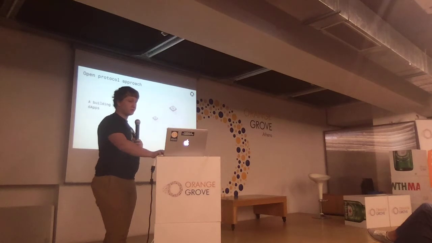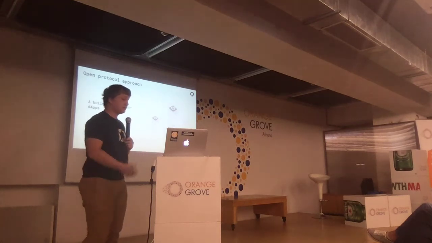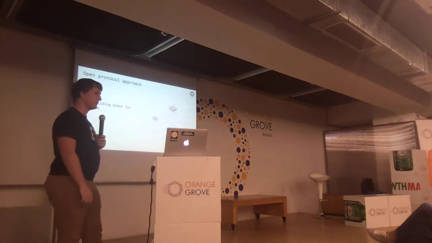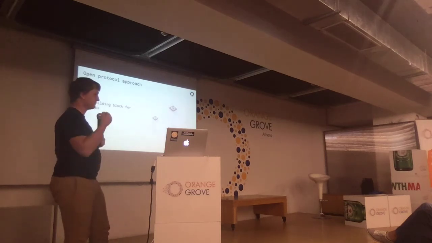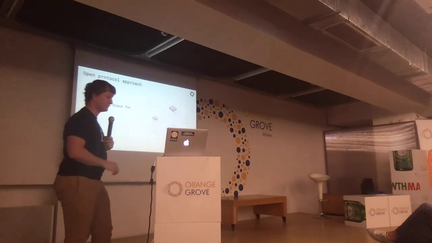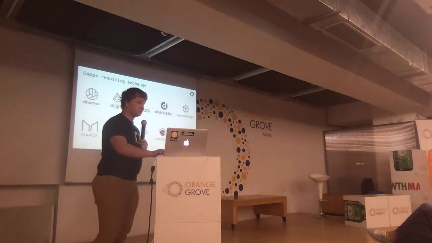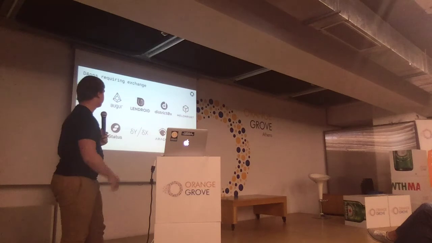So the good part about the open protocol approach is it can be used as a building block for dApps. It's a bunch of open source smart contracts and an open source protocol, and you can just plug it into your dApp if you need the exchange functionality. And a lot of dApps do need the exchange functionality. Those are some examples of the dApps.